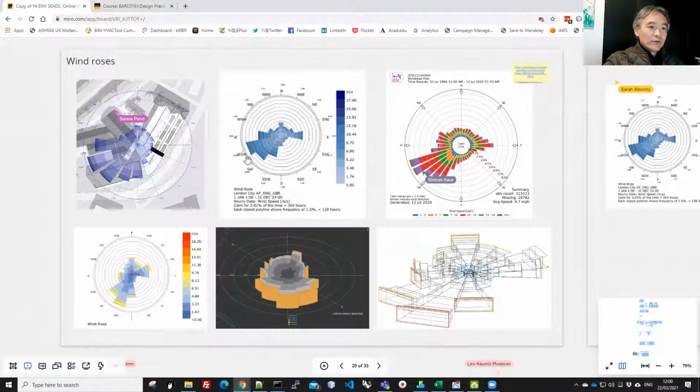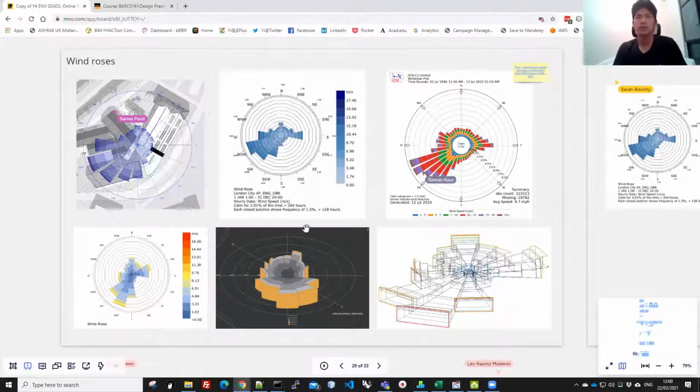This too just differs in color coding, so no. But I think this actually comes from different weather stations. So this is a city airport. This one is probably Gatwick. You can see the direction is slightly different.